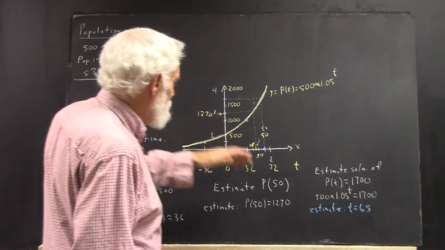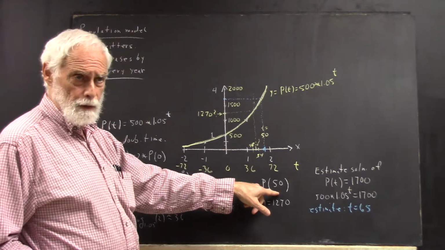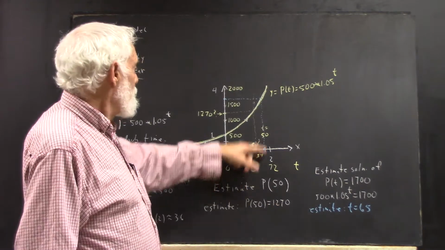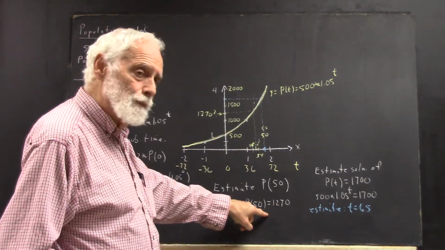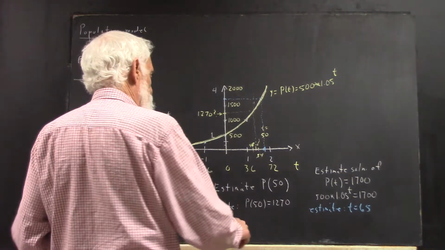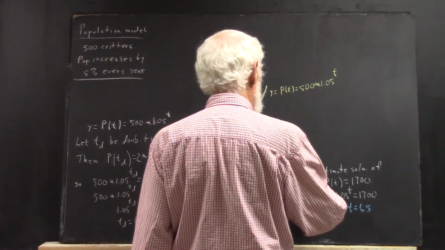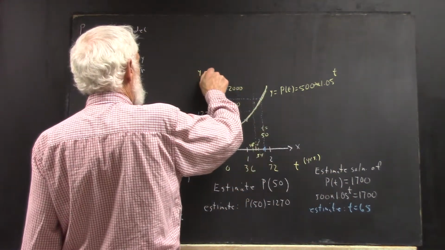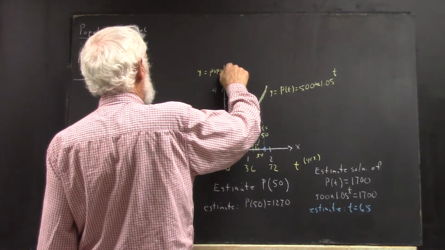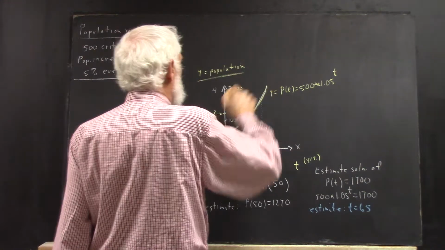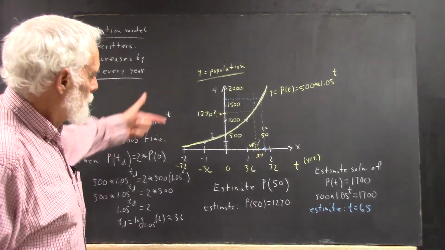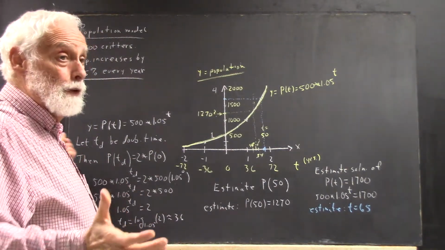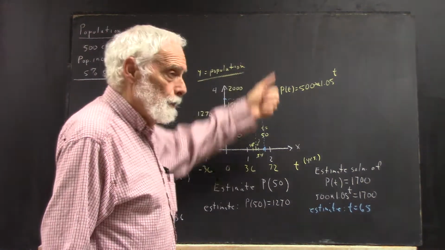So now our estimate of P of 50 is going to give us what? Well, P of 50 is 1,270. That's the population after 50 years. So I can now say, okay, let's let T be in years, and let Y equal population. So now we have an interpretation for this graph. And then we have an interpretation for the slopes of this graph. And the slopes of this graph become important.